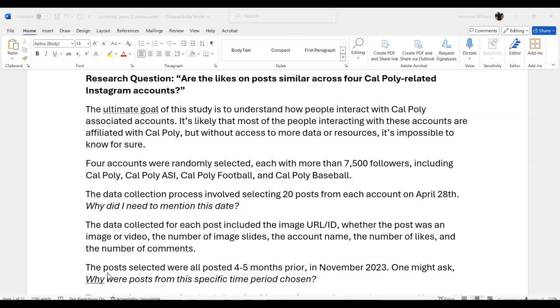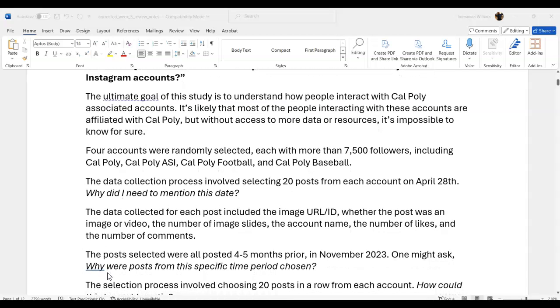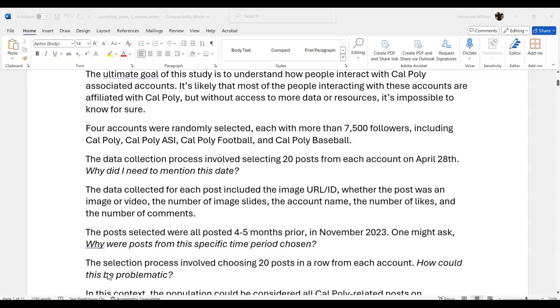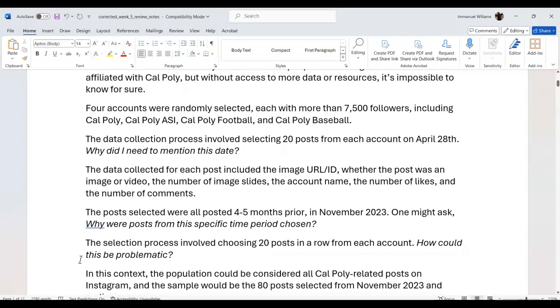I collected the URL as the ID. It doesn't matter whether or not it was a video, the number of images, and so on and so forth. A bunch of quantitative variables. The posts were selected 4 to 5 months prior, so I found posts that people posted essentially in November 2023. The reason why I would do that is because those posts are pretty much in cement. There are some people that go back and like images, but most likely those images or videos are pretty much fixed.